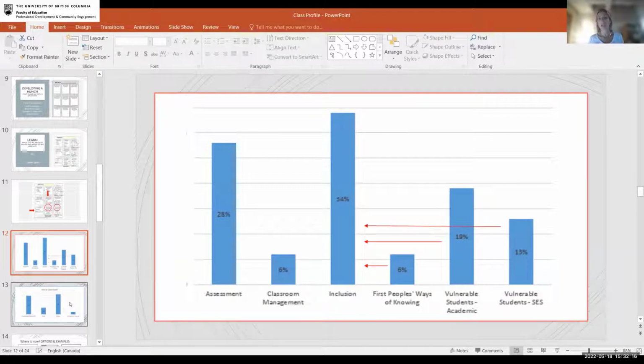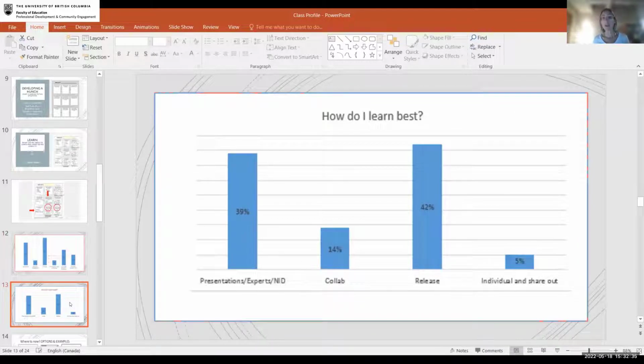Again, the numbers don't add up exactly, but 28% said, I want to learn more about assessment, or I have a tension around assessment. Inclusion, 34%, 6% was classroom management. And then vulnerable students, academically, social emotionally, and First Peoples Principles of Learning, they kind of merged them into inclusion.